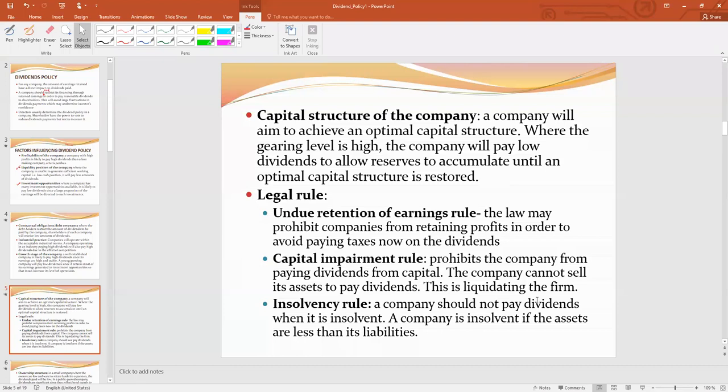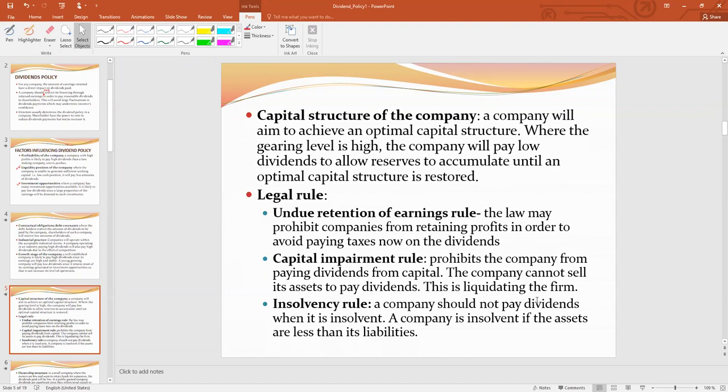The factor that may influence the dividend policy the company shall be adopting is the law. What does the law say? What is the provision? Under the Companies Act, for example, with regard to the payment of the dividend, one of the provisions is what is called the undue retention of earnings. Maybe in this case it doesn't apply to the case of Kenya.